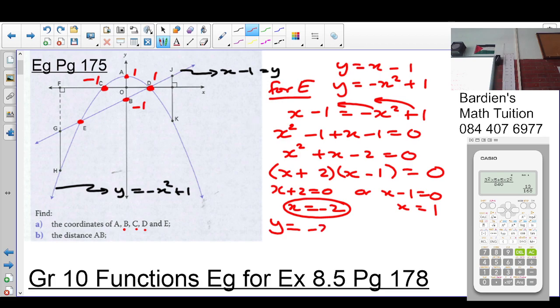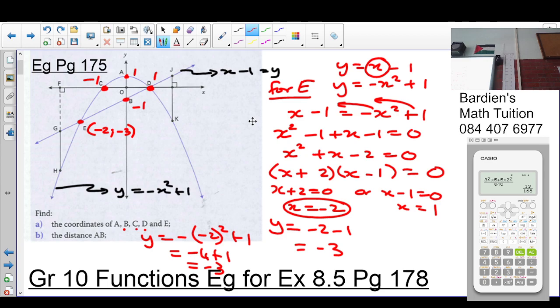Okay, with the straight line, x is now -2. So y is equal to -2 minus 1, which gives an answer of -3. What if I had substituted into the parabola? y is equal to negative, open brackets, -2 squared, plus 1. -2 squared is positive 4, times negative is -4. -4 plus 1 is -3, which is the same value. So you can choose which one you want to substitute it into. But I would normally substitute it into the easier one of the two.